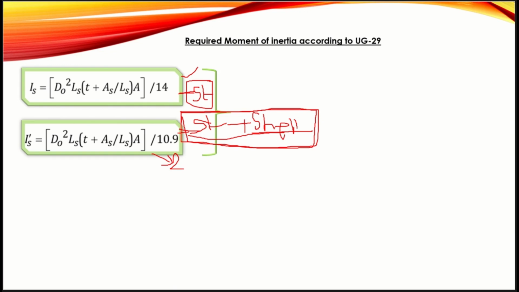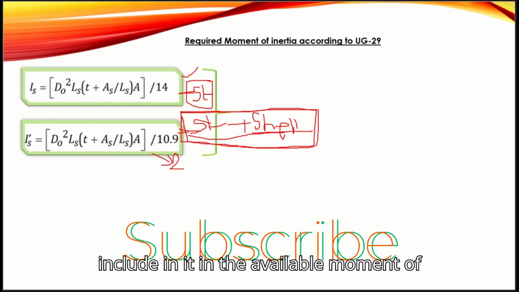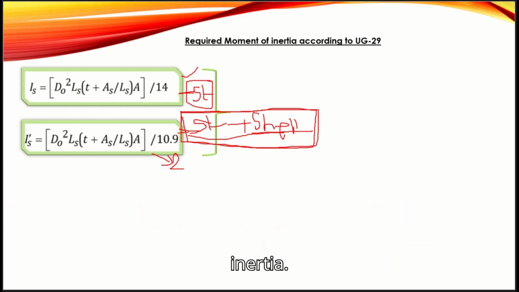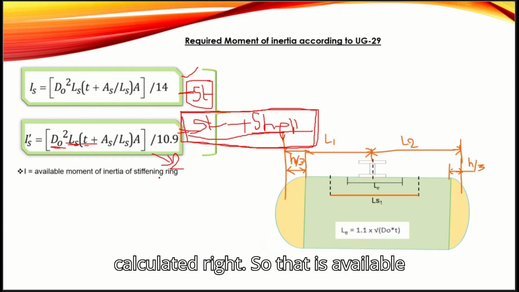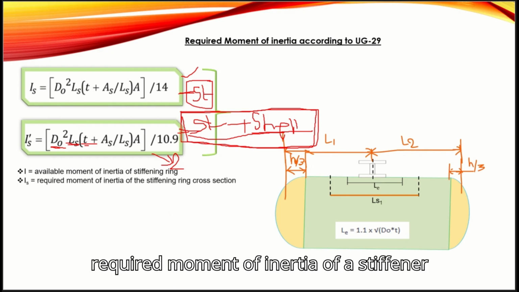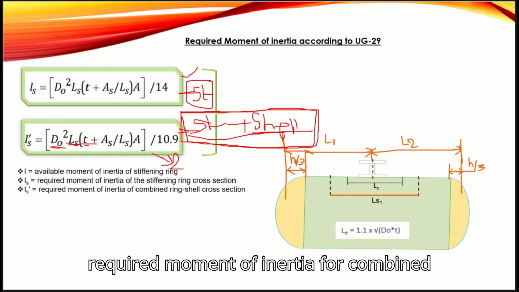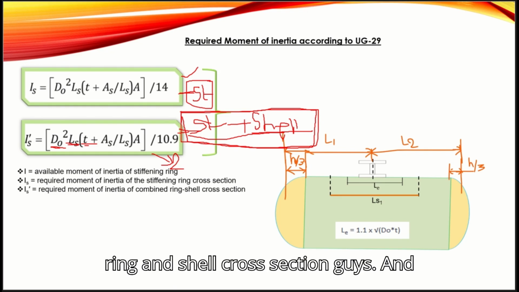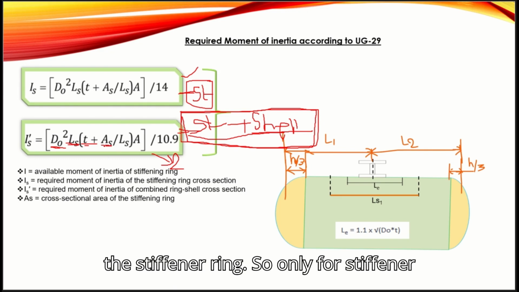This means that the required moment of inertia will be higher for the shell section if you include it. I is equal to the available moment of inertia. In the previous slide, we calculated that, right? So that is the available moment of inertia. And I dash is the required moment of inertia of a stiffener ring cross section. And I dash S is the required moment of inertia for the combined ring and shell cross section, guys. And then AS means the cross sectional area of the stiffener ring, so only for the stiffener ring.